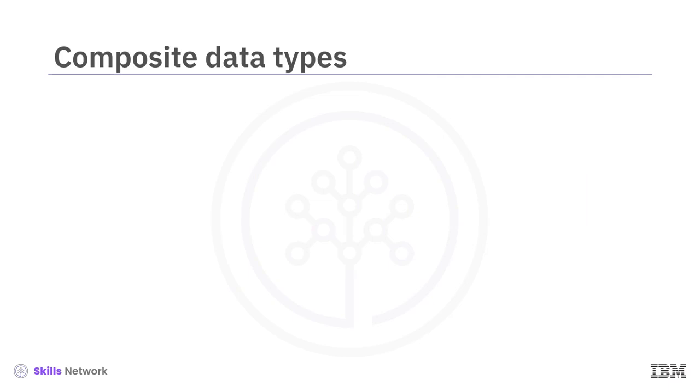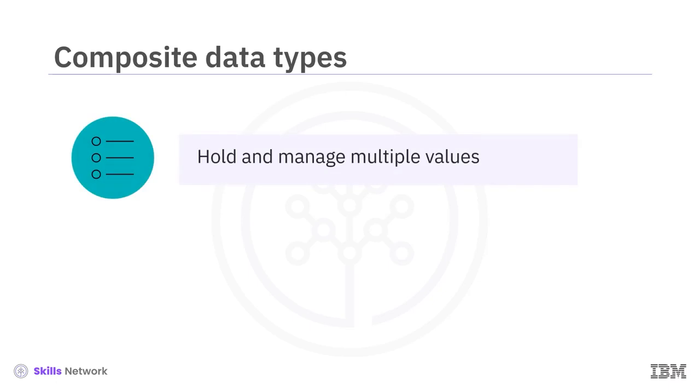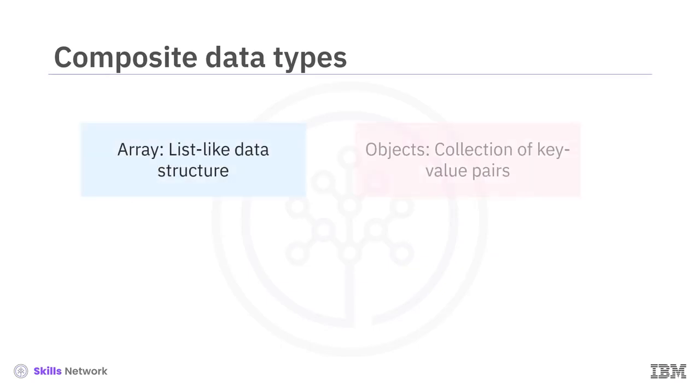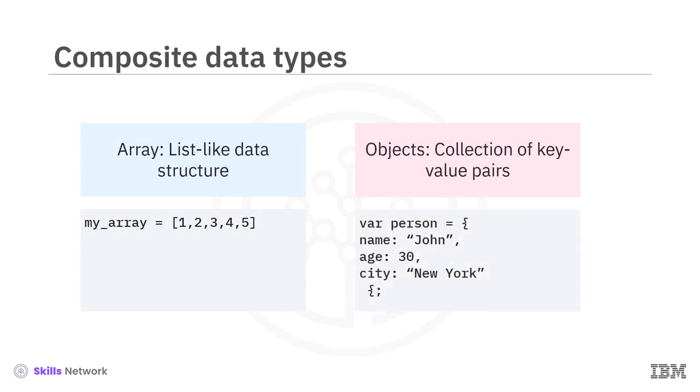Now let's learn about composite data types. Composite data types are those that can hold and manage multiple values as a single unit. These data types are used to organize and manipulate collections of data, making it easier to work with more complex structures. Array and object are two composite data types. An array in JavaScript is a list-like data structure for storing multiple values, while an object is a collection of key value pairs used for structured data storage.